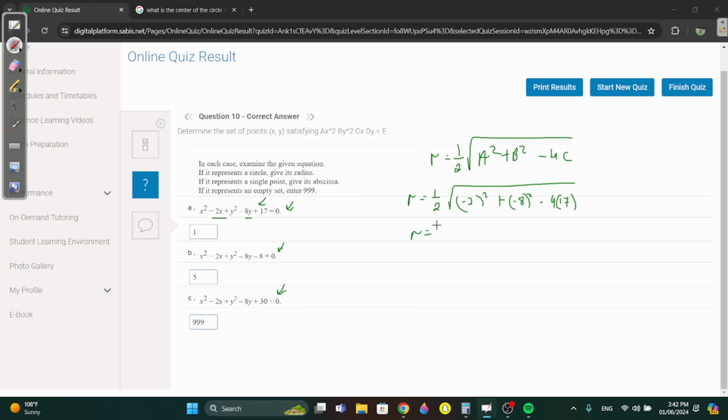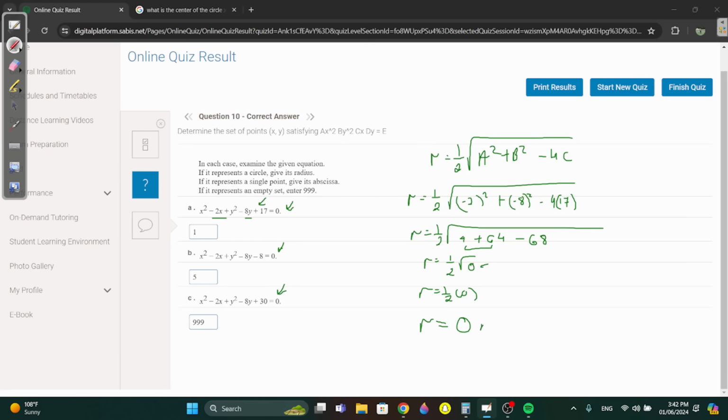If you do this on a calculator, I don't have one beside me, but minus 2 squared should be 4. Minus 8 squared, 64. 4 times 17 is 68. And this is actually 4 plus 64 minus 68, which is 0. So half times radical 0, and it's going to be half times 0. So the radius is going to be 0. For those who don't know, radical 0 is 0. Okay. My radius is 0.